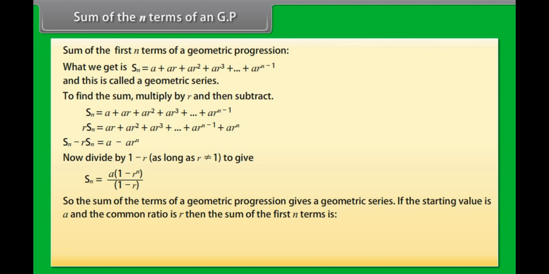If the starting value is a and the common ratio is r, then the sum of the first n terms is Sn = a(1 - r^n)/(1 - r), provided that r is not equal to 1.